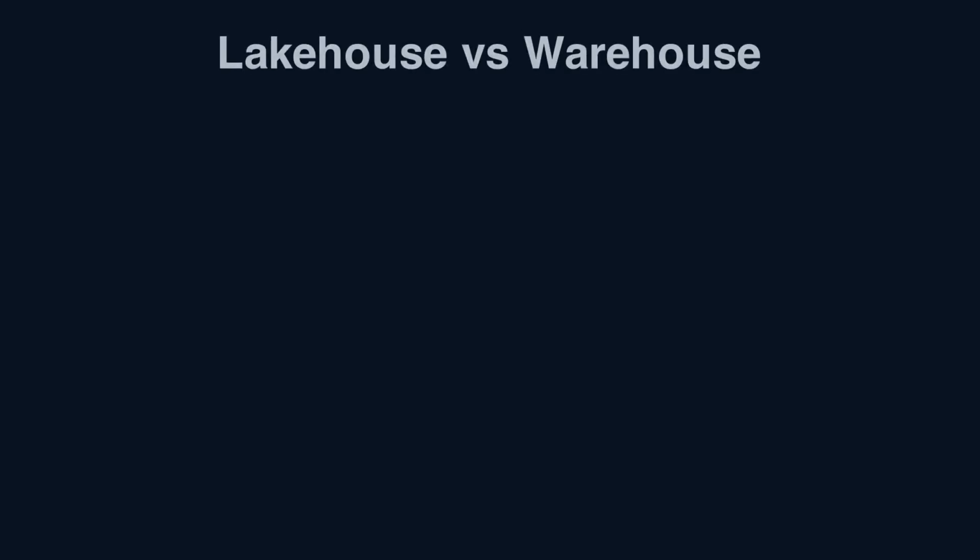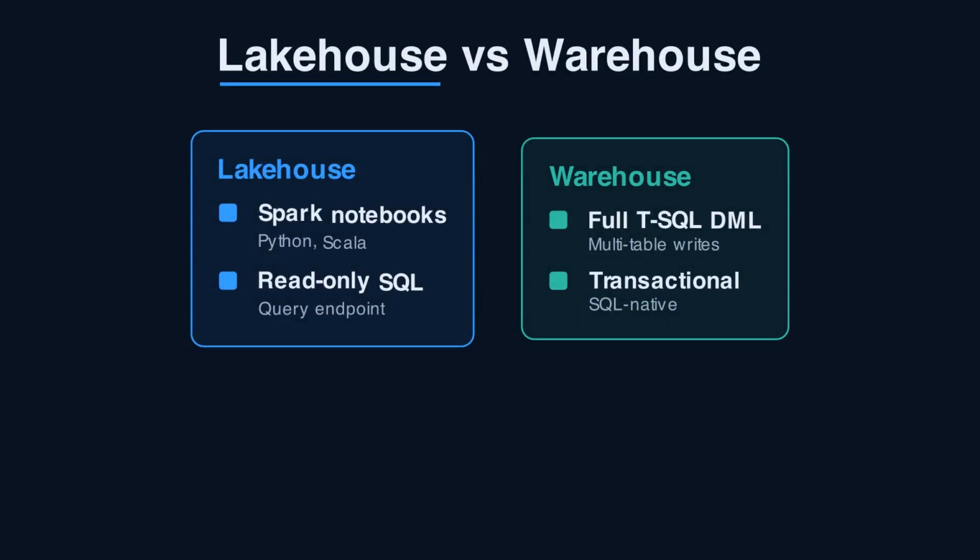Fabric gives you two compute experiences over the same OneLake data, and choosing between them trips people up. A lakehouse is Spark first. You write notebooks in Python or Scala, and you get a read-only SQL endpoint for queries. A warehouse is a full transactional SQL engine with multi-table writes and T-SQL DML. Rule of thumb: pick the lakehouse when your team lives in Spark and data engineering. Pick the warehouse when you need SQL native transactions and a familiar T-SQL surface. Both write Delta to the same lake, so the boundary is about who's driving, not where data sits.